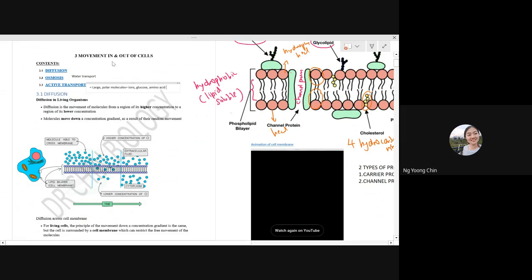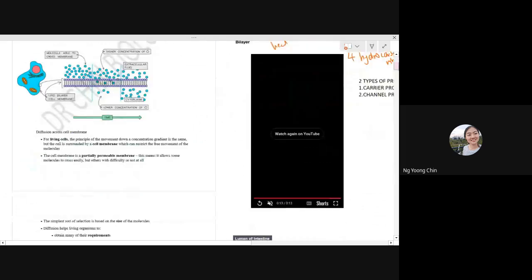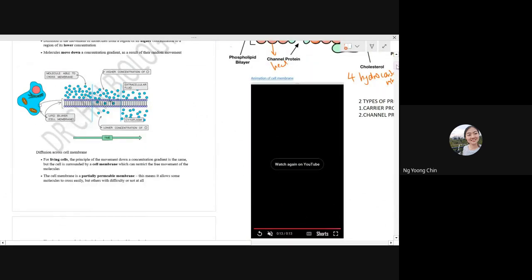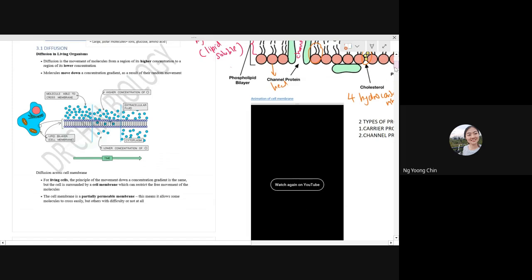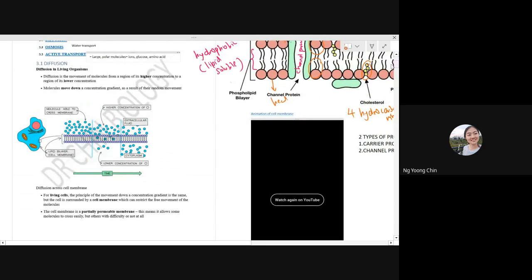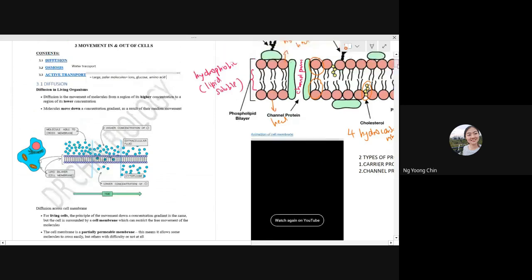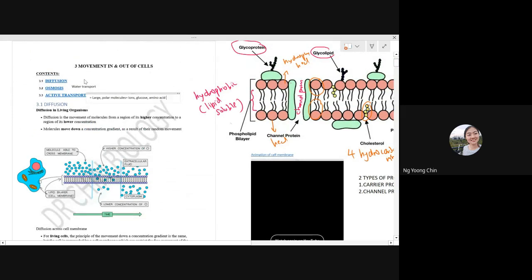So why are we learning this movement in and out of the cell? Because transport of substances always occurs inside and outside the cell, right? The methods they use to transport substances across the cell are these three methods. Maybe we can talk about, oh my god, just 4 minutes left.